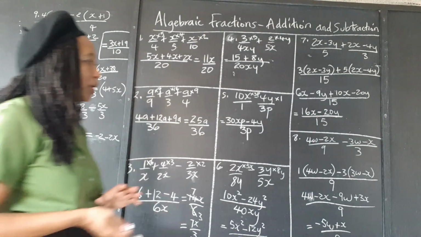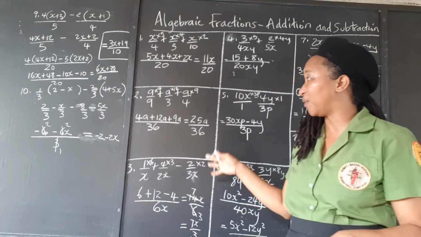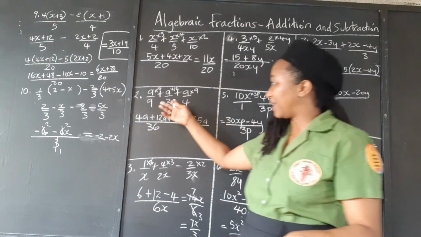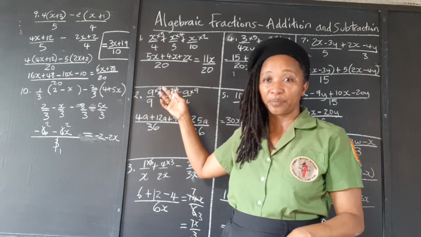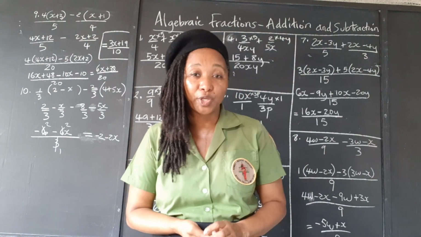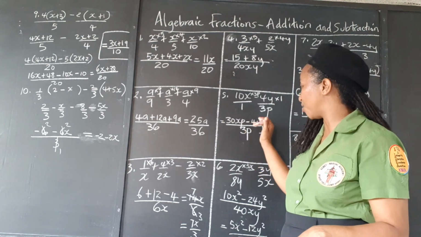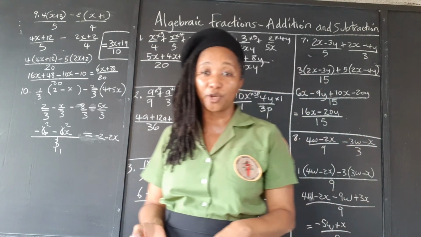Alright, so that's how we work our algebraic fractions. In the same way, we find our LCM and we divide the denominator into the LCM and multiply the numerator. Right, and then we proceed as usual. If we can reduce our answers, we do that, but remember that all the terms must be divisible by whatever you're trying to reduce the number by.